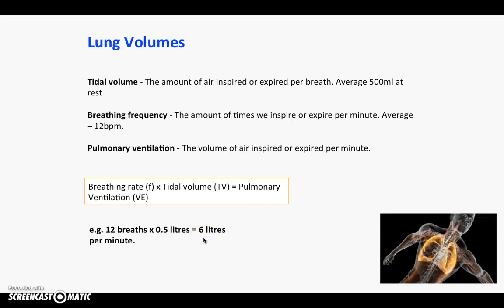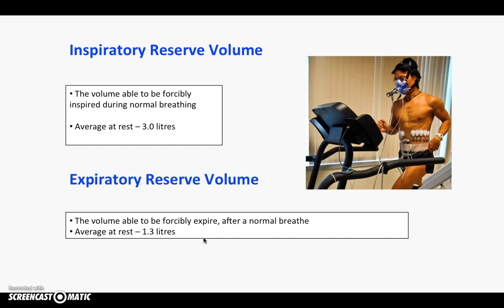Okay, so for the next notes we have inspiratory reserve volume. This is the volume able to be forcibly inspired during normal breathing. And the average at rest is 3 litres. Then we have the expiratory reserve volume, the volume able to be forcibly expired after a normal breath. Average at rest is 1.3 litres.